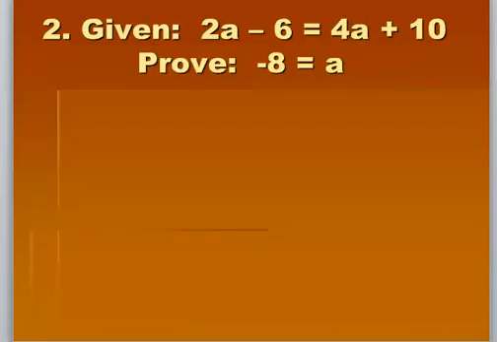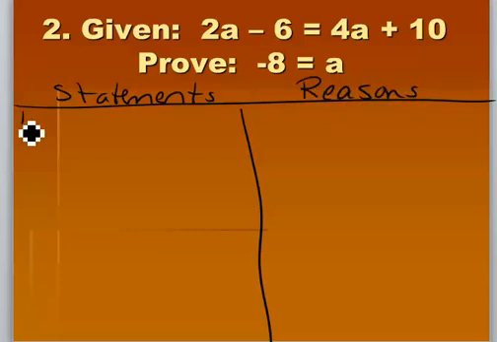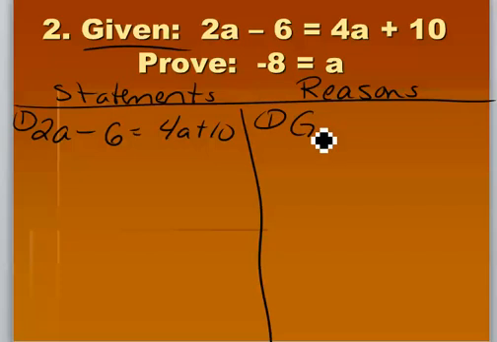Let's move on to example 2. Again, all of these will be T-charts. We're going to do all of our proofs as 2-column proofs. The left side is your statements, and the right side is your reasons. We always start with what we know. So 2a minus 6 equals 4a plus 10, and my reason is that it was given. Make sure your statements are always on the left and your reasons are always on the right. Do not switch these. Then I'm going to start solving my equation.